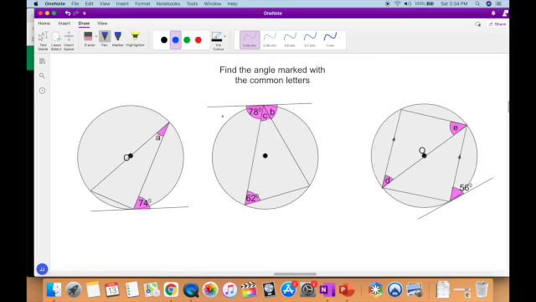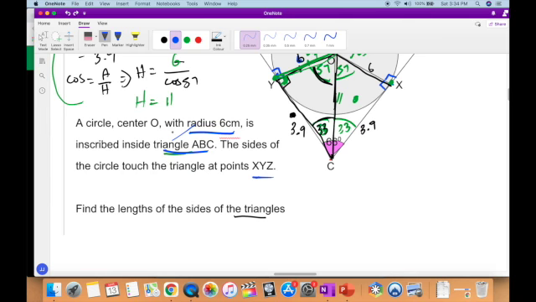These are a little easier. Find the angle marked with the letter. So we have to find this angle A. Shazay, Scotia, any ideas? We can see here that this is a diameter, so this is passing through the center. So any ideas?